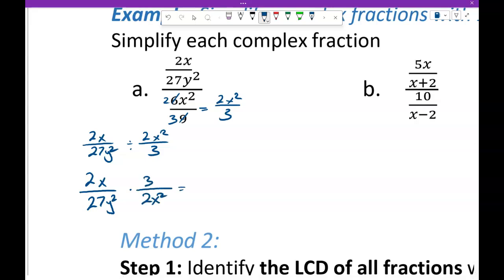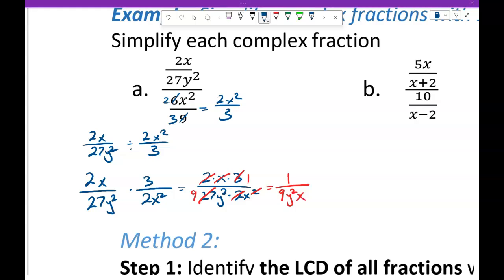And here now we can just treat it like one big fraction that's already partially factored. And we just look for common factors that we can eliminate. So 3 and 27 will reduce, leaving us with 1 and 9. We can eliminate one of the x's in the numerator and denominator. We also have the common factor of 2 that we can eliminate, leaving us with 1 over 9y squared and an x.